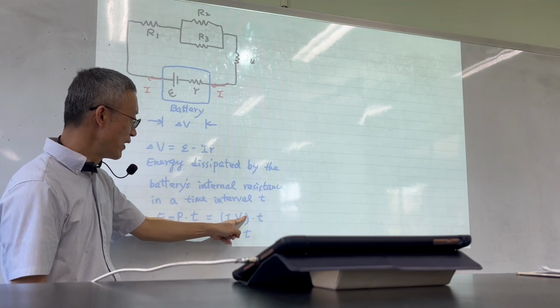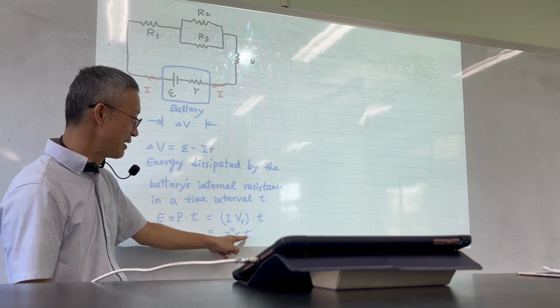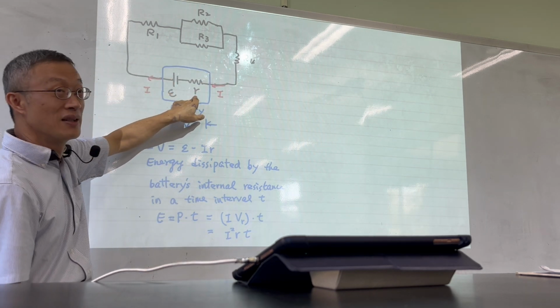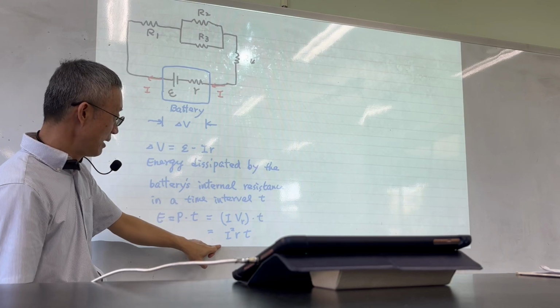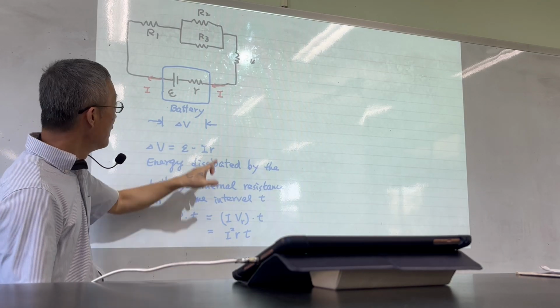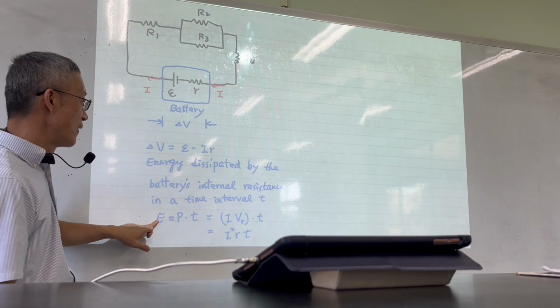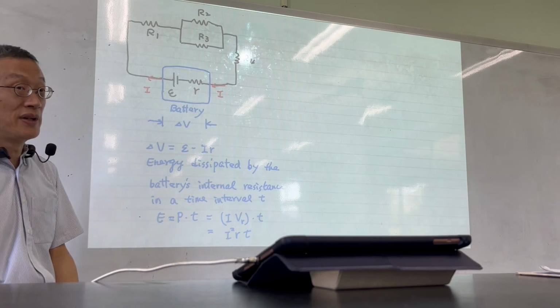Now you replace V by IR, Ohm's law. So it becomes I squared RT. So simply treat this resistor as a resistor in a circuit. Okay. So you can find I, now plug in I and internal resistances, and also times the time interval, you could find the total energy dissipated by these internal resistances.